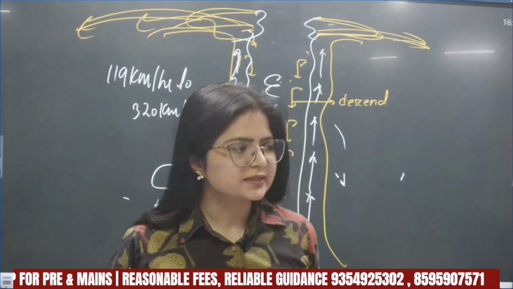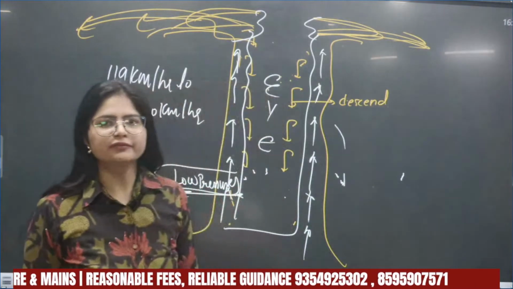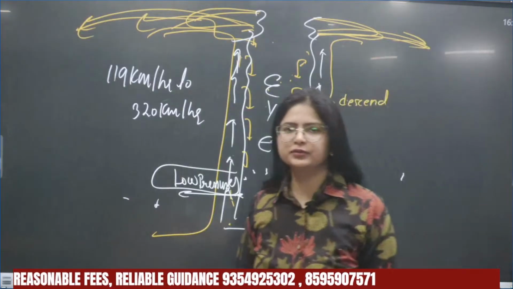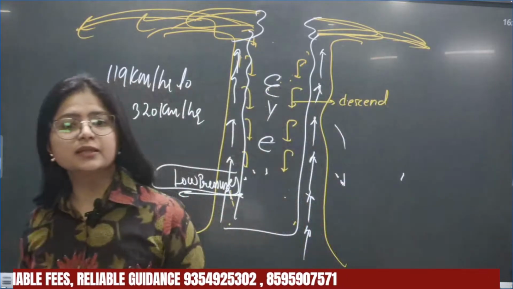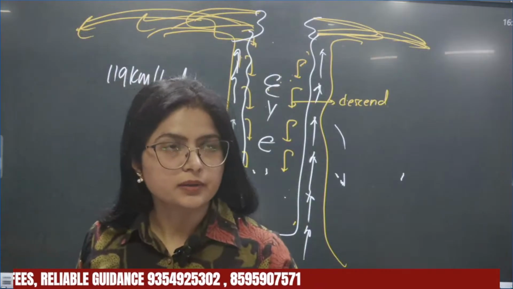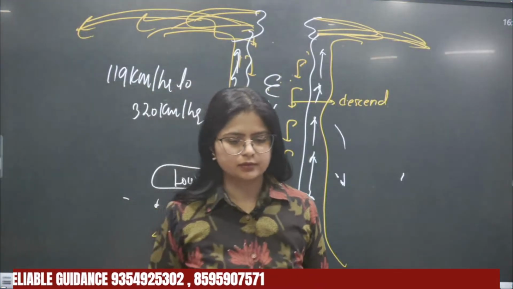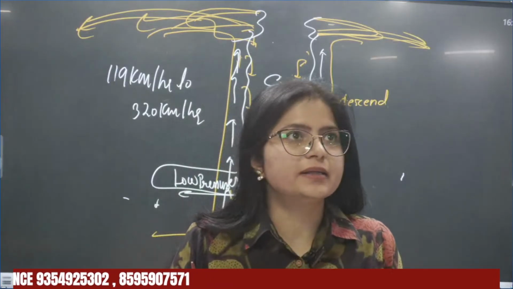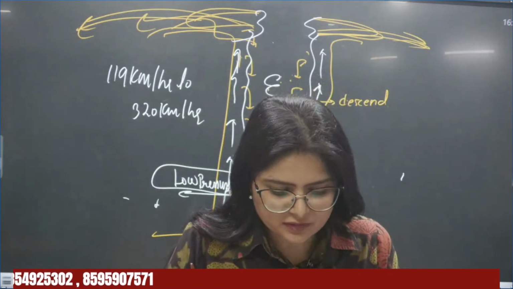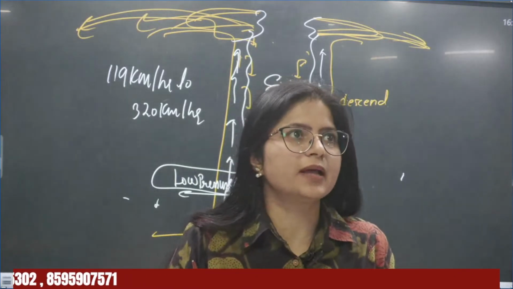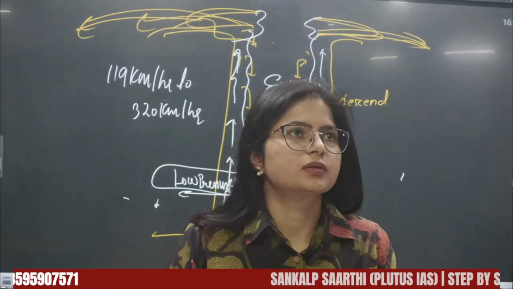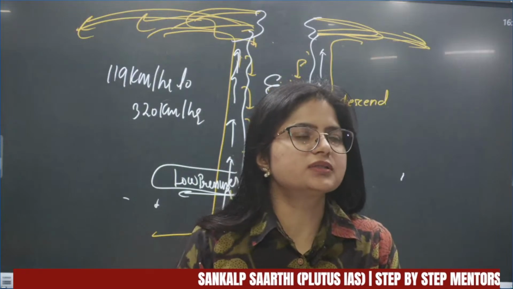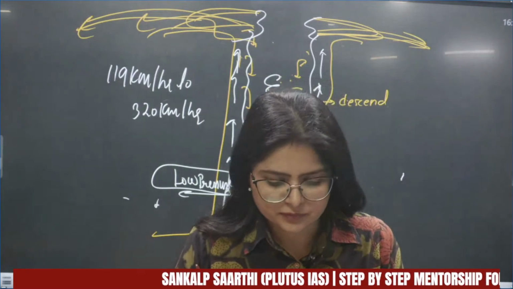Write down, these tropical cyclones are known by different names in different parts of the world. For example, in the North Pacific and the North Atlantic Oceans, they are known as hurricanes.